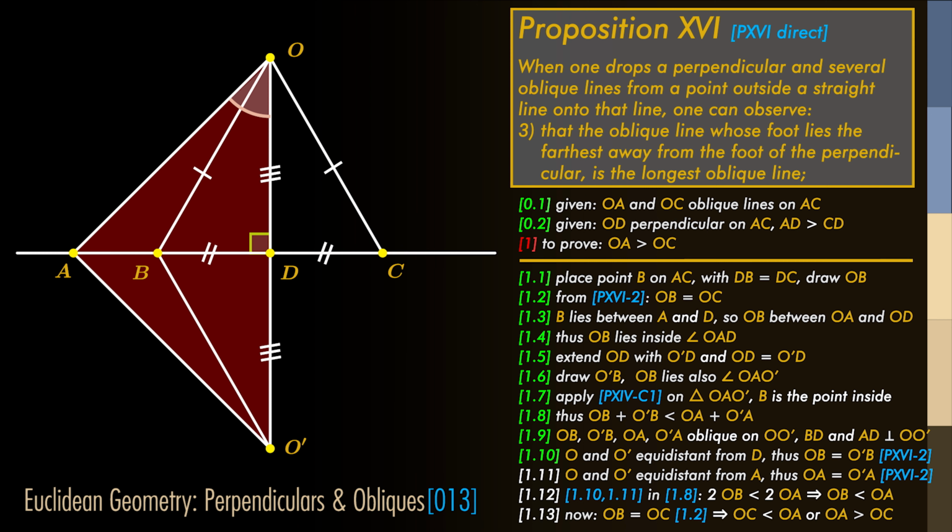So the oblique line OB is equal in length to O'B. Likewise, the oblique line OA is equal in length to O'A. Substitute this new information into the inequality and we get 2OB is smaller than 2OA. Therefore, OB is also smaller than OA, or OA is greater than OB. And because OB is equal to OC, we have finally that OA is greater than OC.